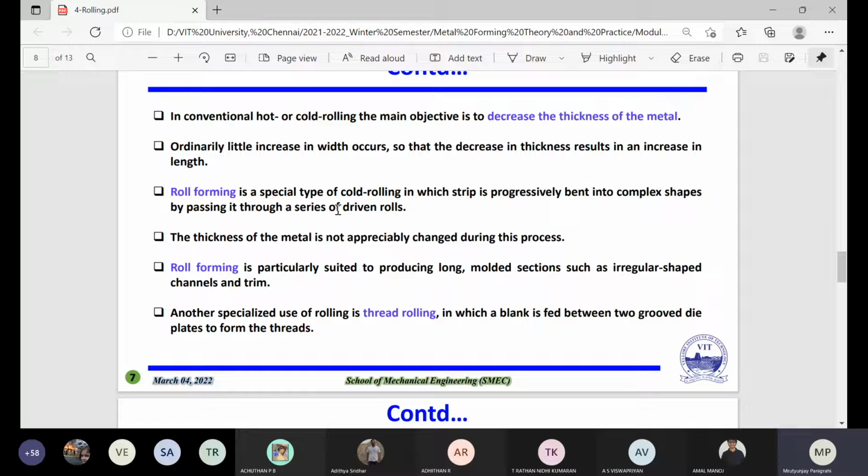Roll forming is a special type of cold rolling in which a strip is progressively bent into complex shapes by passing it through a series of rolls.